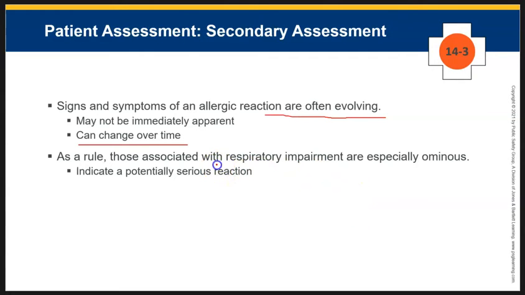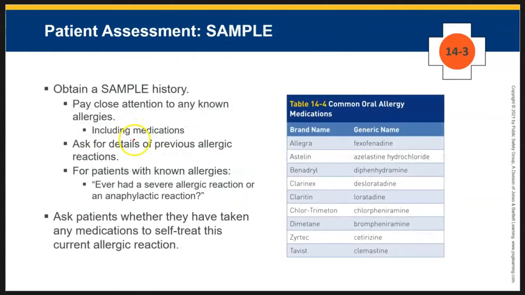As a rule, if you see a respiratory impairment, this is the A and B of our primary assessment, understand that you're dealing with a potentially very serious reaction. Now, as part of your SAMPLE history, the A is obvious. Pay close attention to the allergies, including medications.